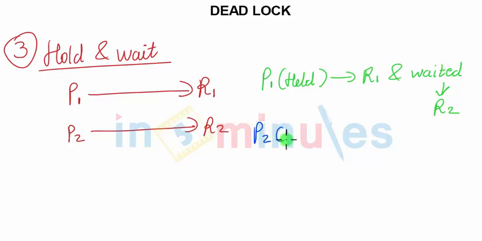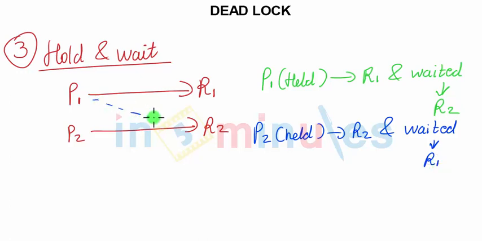Reverse to this, P2 held resource 2 and waited for resource 1. If either of them, or rather both of them, are not allowed to hold and wait, then the circular wait wouldn't have occurred.